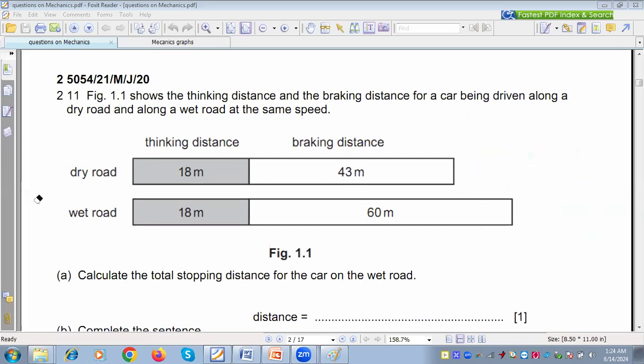So what is asked? Calculate the total stopping distance for the car on the wet road. It means you will add the thinking distance. Stopping distance is the sum of thinking distance and braking distance. So 60 plus 18, that is 78. So what will you write here? That is 78. Unit is important. Meter is the distance which is covered.